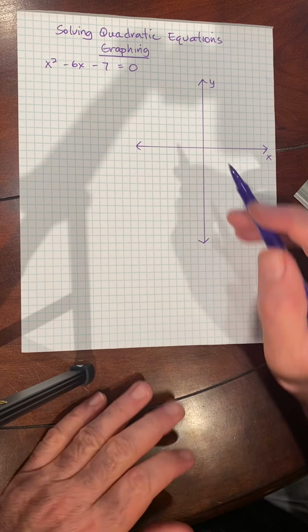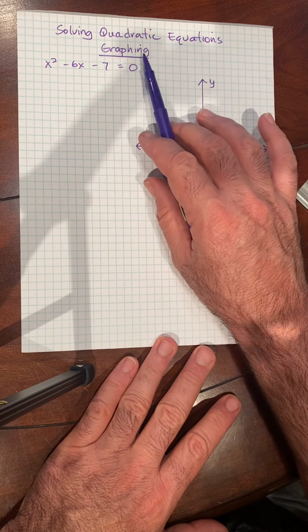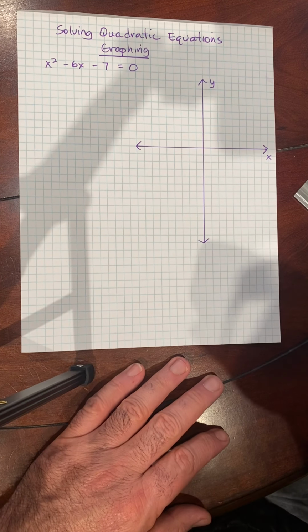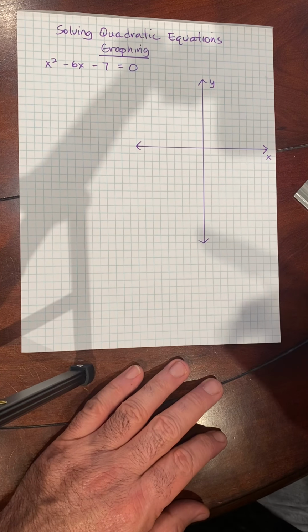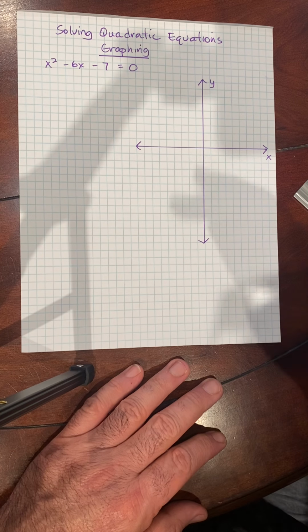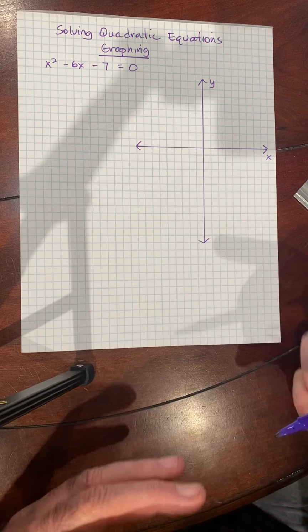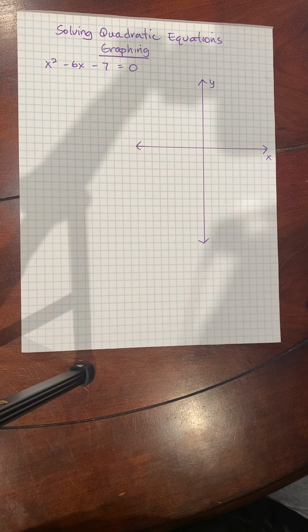Now, first off, before I graph this for you, I want to tell you that the solutions to quadratic equations have 3 different names that we're going to use. One of them is called solutions, the other one is called zeros, and the third one is called roots. So solutions, zeros, and roots. That's what we're looking for. What do the solutions look like on the graph? They're the x-intercepts. The solutions to a quadratic equation graphed are the x-intercepts.